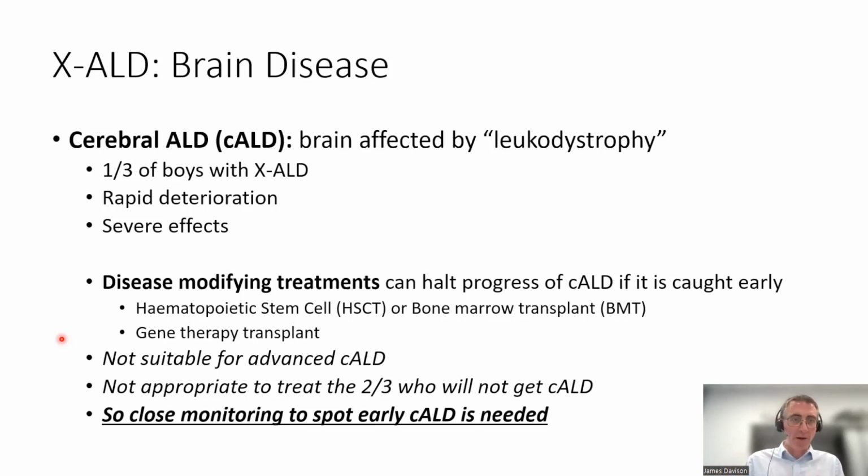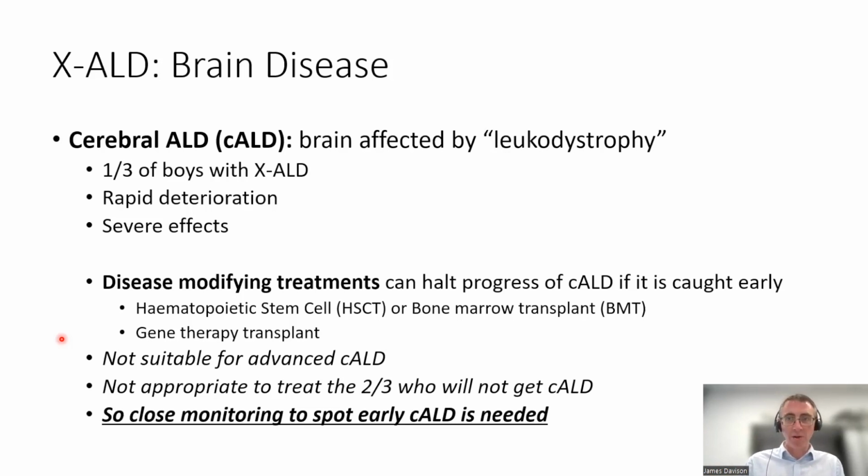Some of you will be aware of the gene therapy transplant option that has been developed, although not currently available here. These are 2 treatment options that can stop the disease progressing, but they're not suitable if you've already got advanced brain disease, if the disease is already so far progressed, because we know that it can't reverse it, it can't stop it, and in fact may make it worse in that situation.